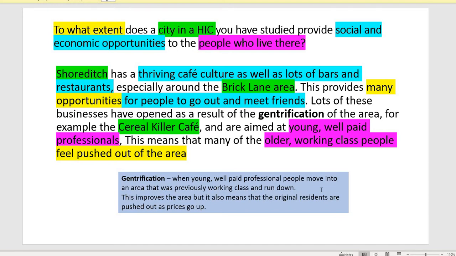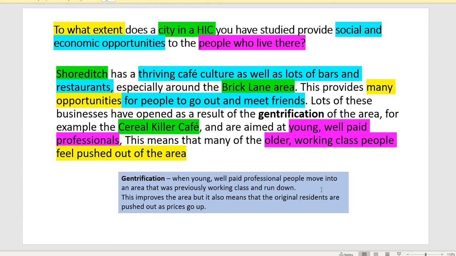So the East End of London was traditionally very working class, factories, warehouses, and it was run down, it was cheap, okay? Young, well-paid professional people have started to move into those areas. It's got trendy, there's cafes and there's bars, there's things like the Serial Killer Cafe opening up. Now, as a positive, this improves the area, it makes it nicer, there's more money in the area, but it also means that the original residents get pushed out because the prices all go up, rent goes up, and those working class people can no longer afford to be there.